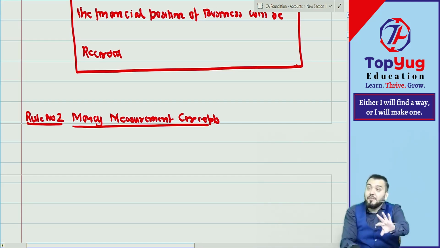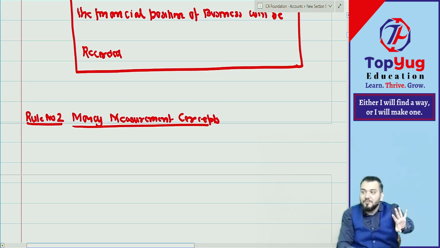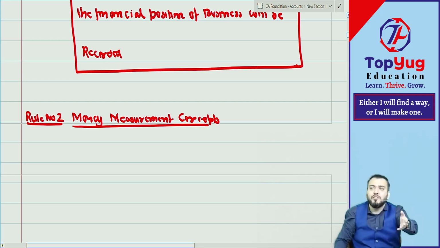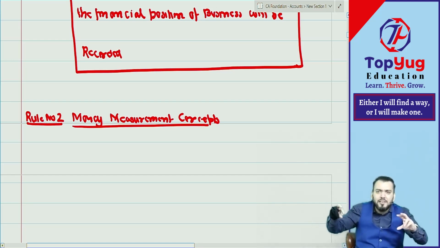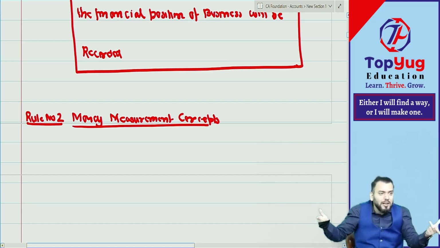Understood? But it may affect, because if suppose there is some emotional value, it may affect the financial position. For example, death of owner. It will affect the business or not? Yes, it will 100% affect the business. But death of owner, how can we value in terms of money? Can we value in terms of money? We cannot value in terms of money.